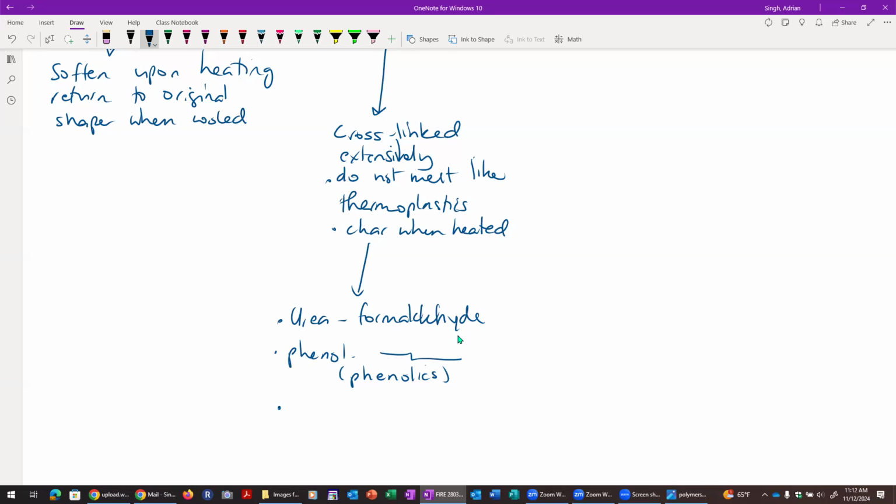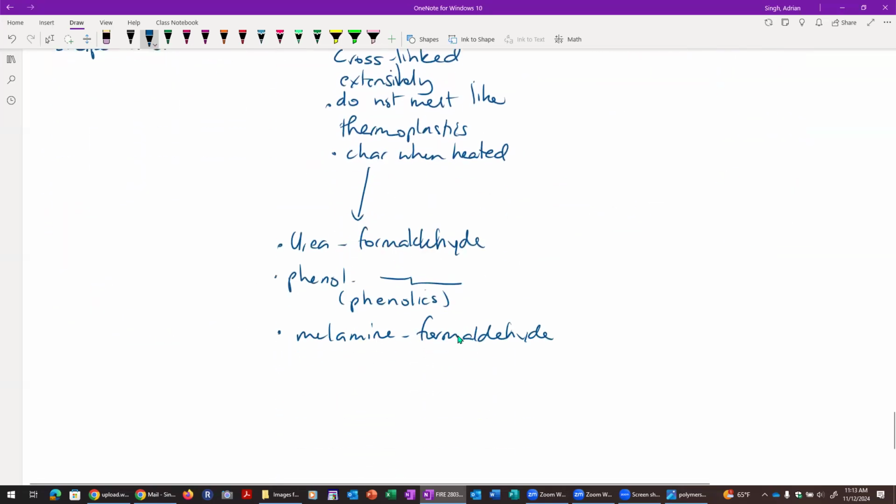And then we have melamine formaldehyde polymers, also just called melamines. And these are used as decorative laminates, kitchen utensils, etc. All of these are examples of thermoset polymers that don't melt typically, but they do char when heated.